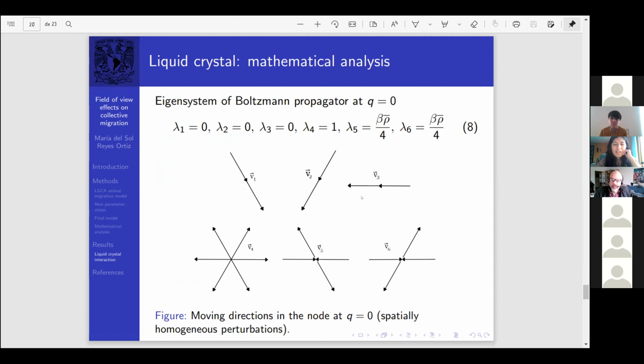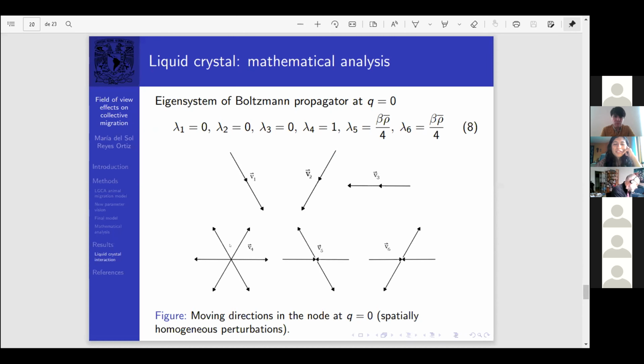In this analysis, we also made the mathematical analysis, and we obtained the Boltzmann propagator at q equals 0. Q is the wave vector, the wave number, sorry. And using this, we obtained this eigensystem. So as you can see, we have first the three polar eigenvectors. These are telling us that there will not be some specific direction of movement of the particles, and that perturbations in any direction will not last really long, because as their eigenvalues lambda are 0, these perturbations will go to 0 really quickly, so we will not see them really well.